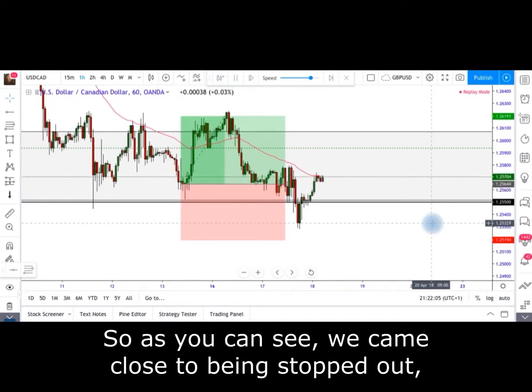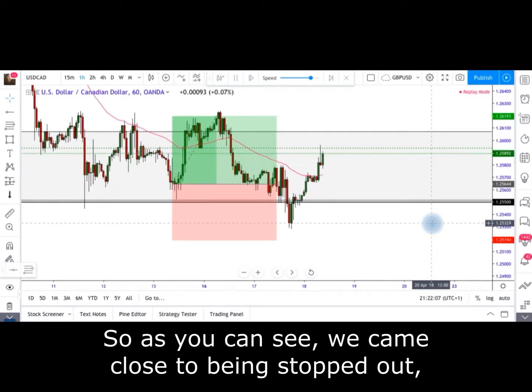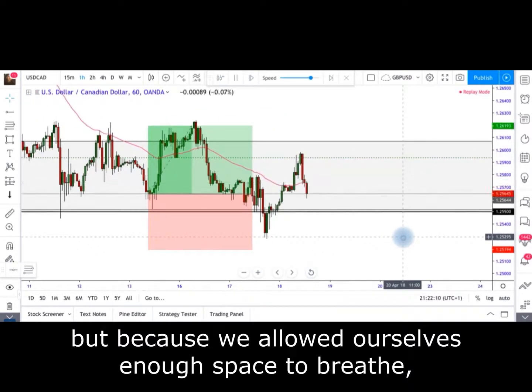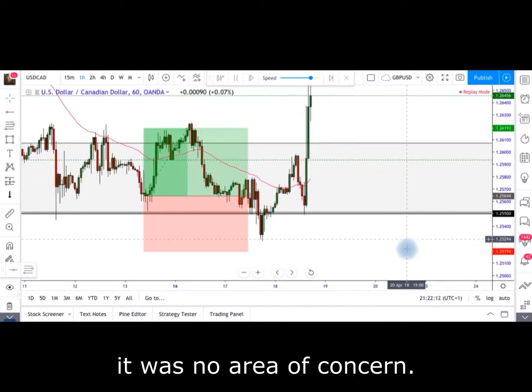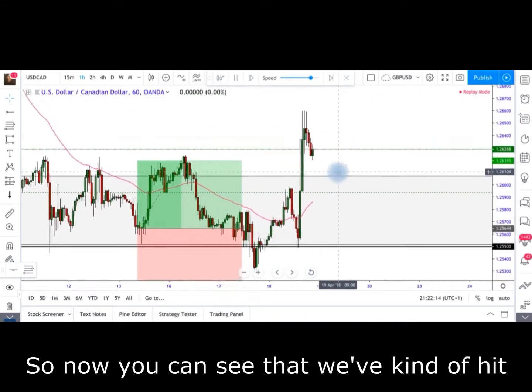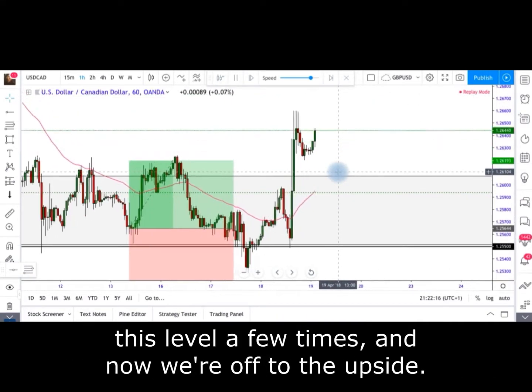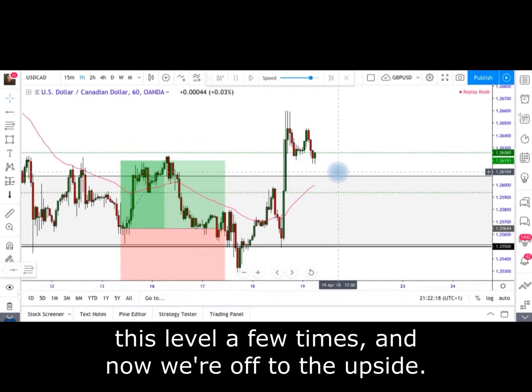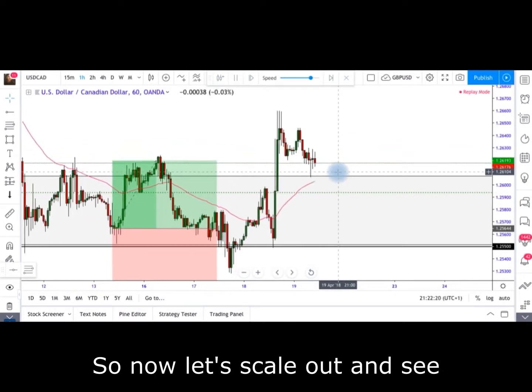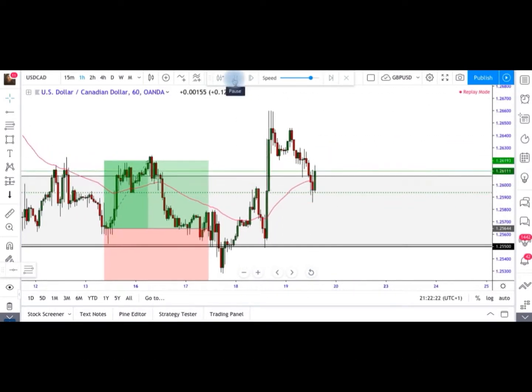So as you can see, we came close to being stopped out, but because we allowed ourselves enough space to breathe, there was no area of concern. So now you can see that we've hit this level a few times, and now we're off to the upside. So now let's scale out and see how we could have got a target for this.